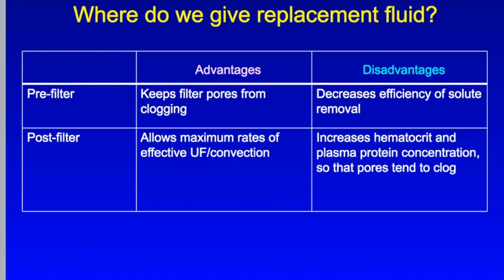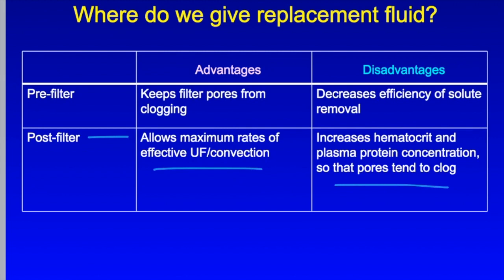The big question about replacement fluid is, where in the circuit should it be infused, before or after the hemofilter? Post-filter seems to make intuitive sense, so that fluid can be removed by ultrafiltration, then immediately replaced with urea-free, creatinine-free fluid. But the problem with post-filter replacement is that pulling off large amounts of fluid by ultrafiltration increases the hematocrit and protein concentration of the remaining blood, leading to clogging of the hemofilter pores, which is made even worse by adsorption of protein molecules to the filter membrane.